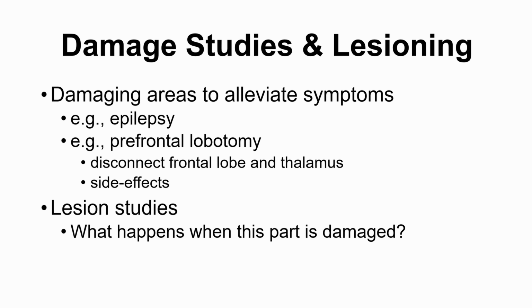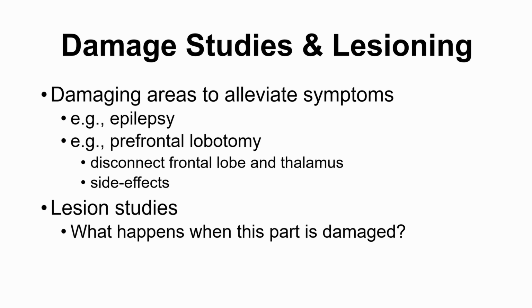Or in the past, there were a lot of prefrontal lobotomies performed in order to disconnect the frontal lobe and the thalamus of individuals with problematic behaviors. But there are some intense side effects associated with that. And again, we'll come back to that later. But as a side effect of performing these different types of activities to help alleviate symptoms, we could then see what happened to that person's behavior after the procedure. How did adjusting this part of the brain affect their behavior before and after?